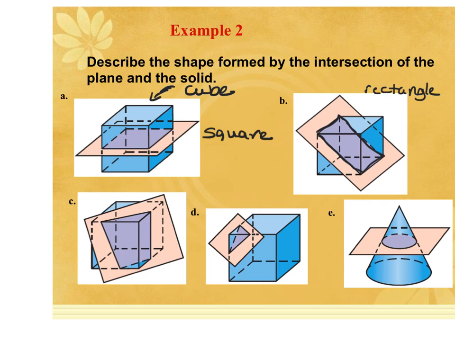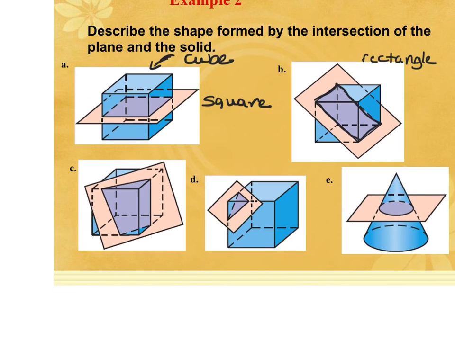And now here in C, this time it looks like they're trying to slice off part of the side and the corner or the edge, and this time our intersection is a trapezoid. And now it looks like they're trying to cut off the corner here, and again the purple shape or the cross section is a triangle. And now they're intersecting a cone and a plane, and this cross section is a circle.